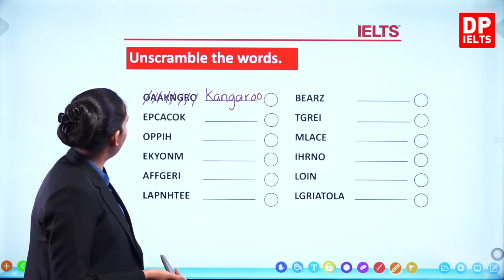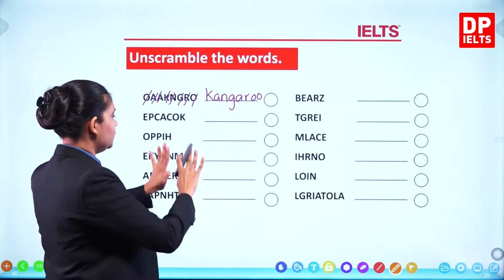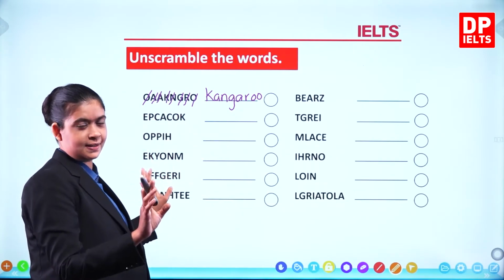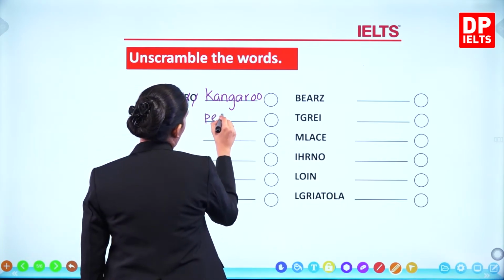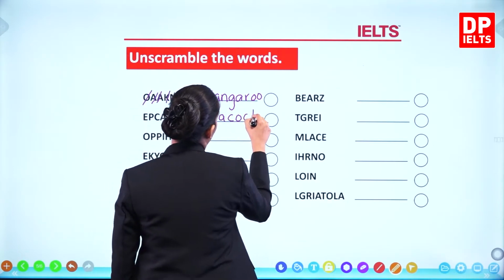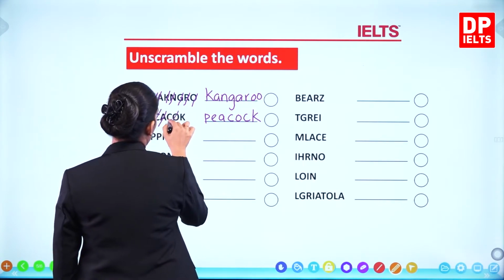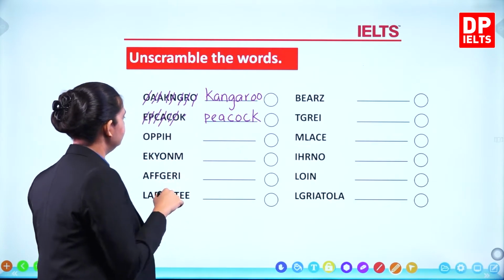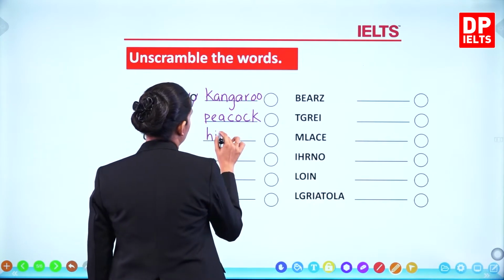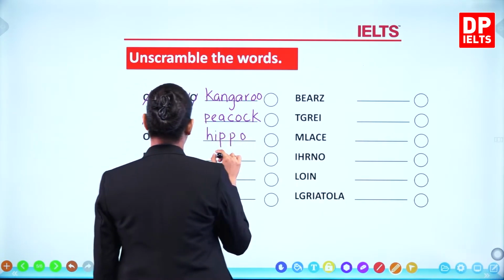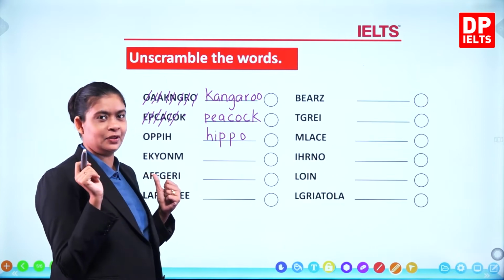Then we have, who is this? The one that dances. Who is that? Got a beautiful set of colors in its feathers. Who is this? A peacock. Okay, so we can say peacock, P-E-A-C-O-C-K. This one, a cute animal, we call it hippo, H-I-P-P-O. This one, who is this little animal? Ooh, ooh, ooh. Who's the little animal? We call it a monkey.